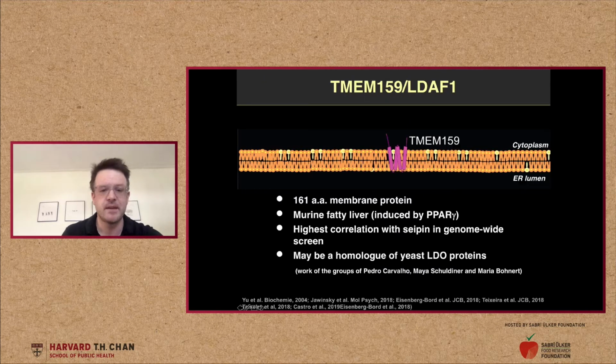So what is that? It is a small membrane protein that has 4 putative membrane-embedded helices that was originally identified as a PPAR gamma target induced in the development of murine fatty liver in a model. It also had a very high correlation in a genome-wide screen with phenotypes of sapin, and may be a homologue of some yeast proteins that were also postulated to be involved in lipid droplet formation.